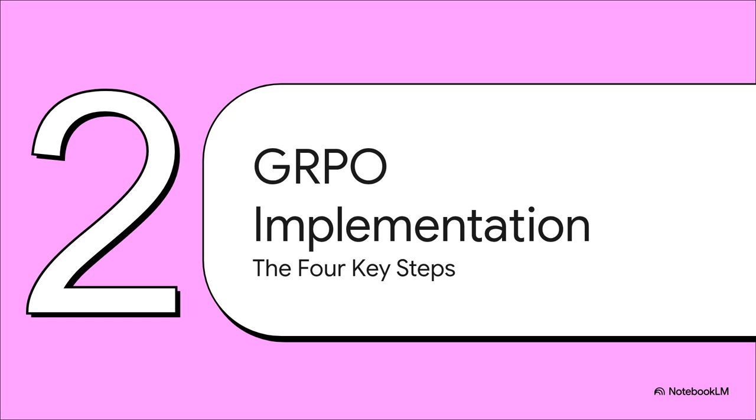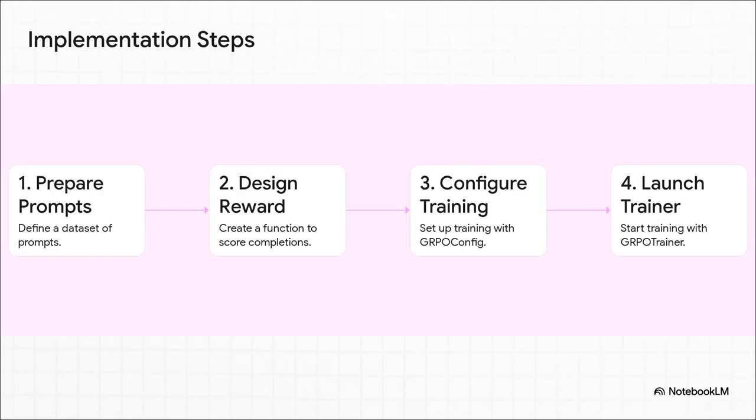Okay, so that's the theory, but how do you actually put this into practice? Well, it breaks down into a really clear 4-step blueprint, especially if you happen to be using a popular library like TRL. The whole process really has 4 main stages. First, you've got to get your prompts ready. Second, and this one is absolutely crucial, you design a reward function that basically defines what a good response even is. Third, you configure the training parameters. And finally, you launch the trainer. For this guide, we're really going to zoom in on the most critical parts, steps 2 and 3.